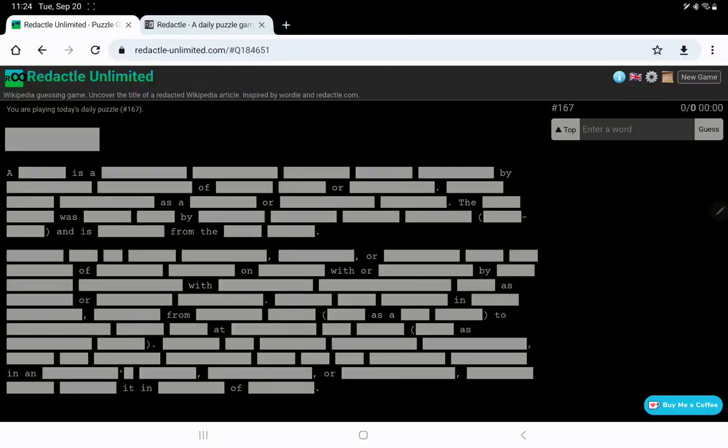Let's play Redactle number 167 on Tuesday, September 20th. Single word title with five letters. And it is a 99768 by 910 of 65 or 9. Of course it is. 6510 as a 7 or 107. The 45 was 54 by 7767, and then 4-4. I wonder if that is a range of years, and is 7 from the 45.